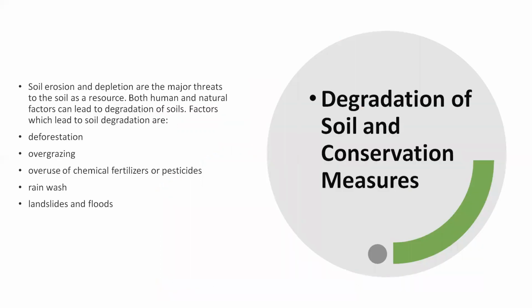Now, coming on to the last part of the discussion of soil, how it is being degraded and what can be the measures to control soil deterioration. Soil erosion and depletion are major threats to the soil as a resource. Both human and natural factors can lead to degradation of soils. Factors which lead to soil degradation are deforestation, overgrazing, overuse of chemicals, fertilizers or pesticides, and rainwash. Also, landslides and floods can be other factors which speed up the degradation of soil.